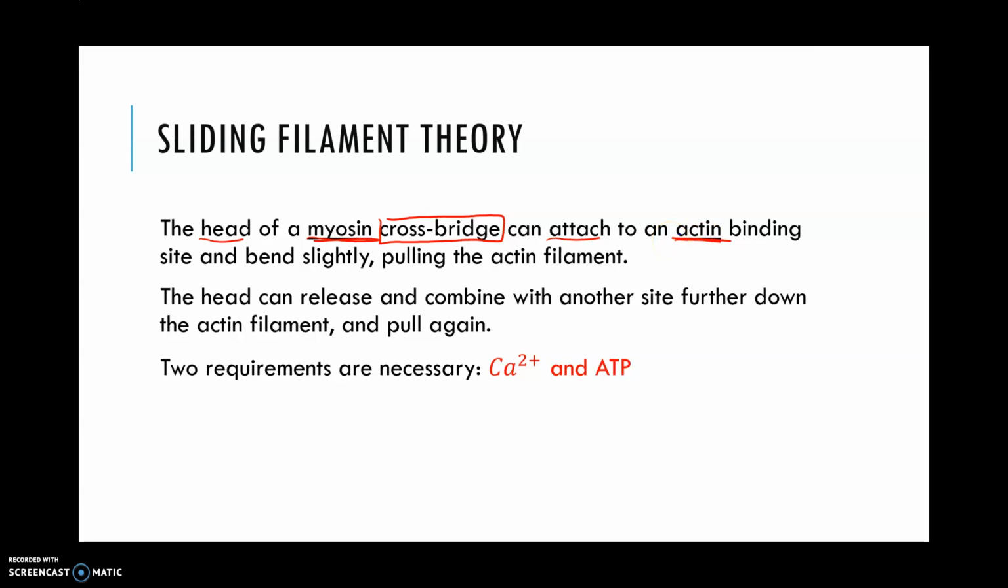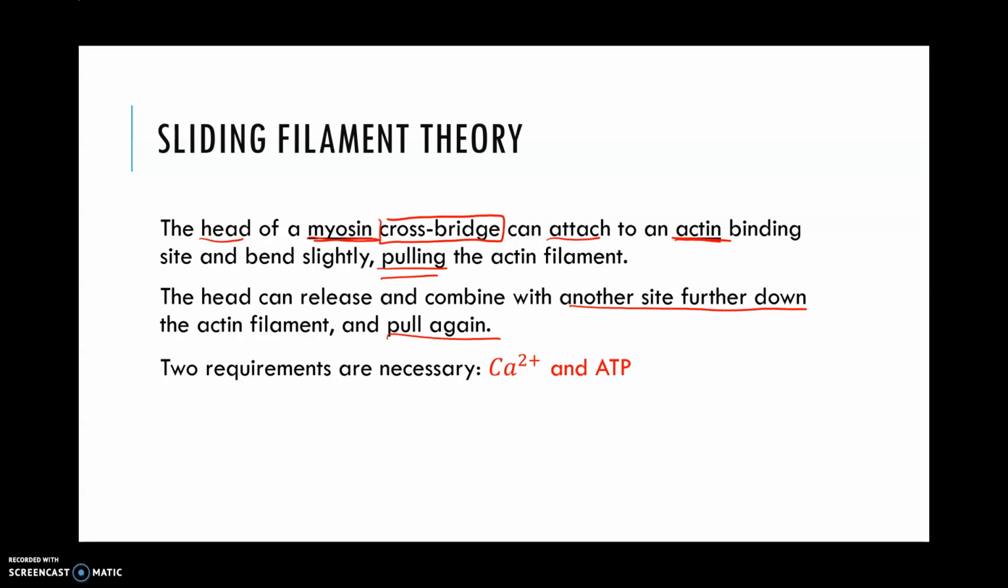When it attaches, we're going to see that it's going to bend and start pulling at this actin fiber, causing it to move, hence the sliding filament theory. So our filaments are going to be moving here. When the head is released, it can combine to another site further down and pull again. So that's how we're going to see that muscle contraction happening.